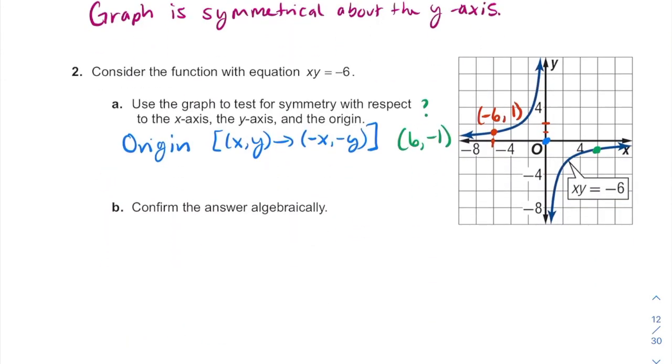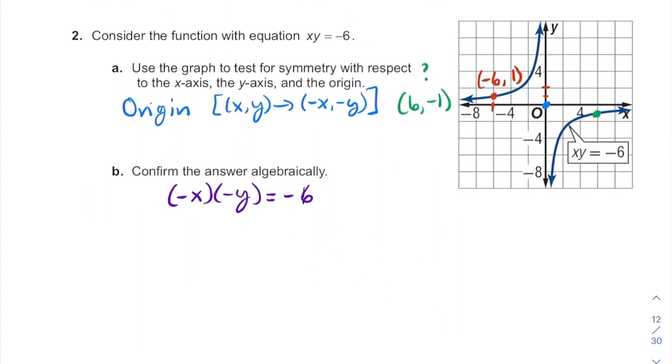So what that looks like here, because this equation is not solved for y, I have xy equals negative 6x. So what I'm going to do is make the x negative. So that makes this negative x. And we're also going to make y negative. So negative x times negative y equals negative 6. And once we multiply those out, two negatives multiply to make positive. So that becomes again positive xy equals negative 6. And this is the same as our original equation.